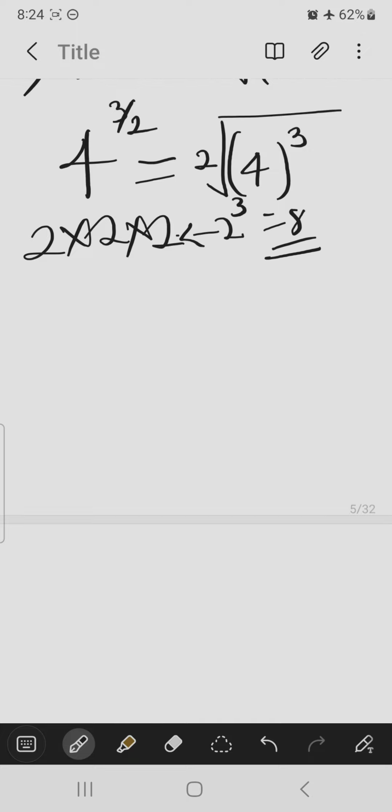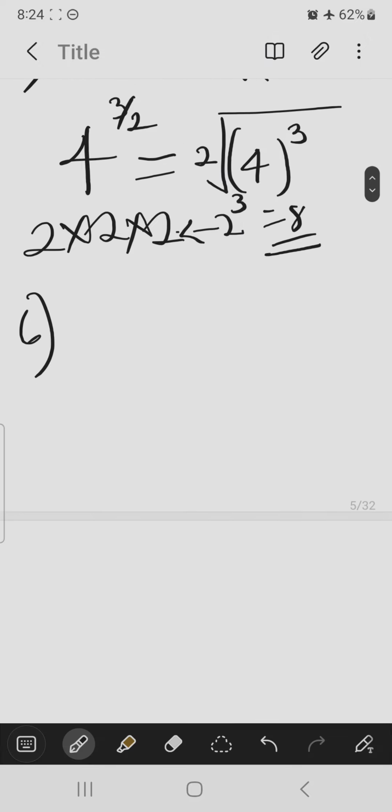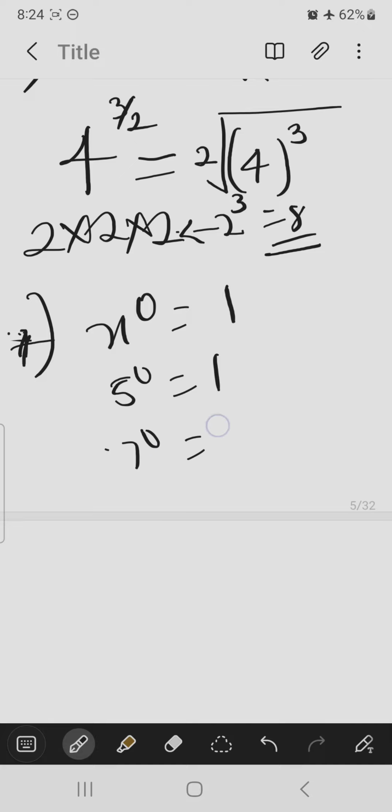The next one, or 7, the 7th law. Law 7: let's say we have x to the power 0 equals 1. Anything to the power 0 is equal to 1. That is the law.